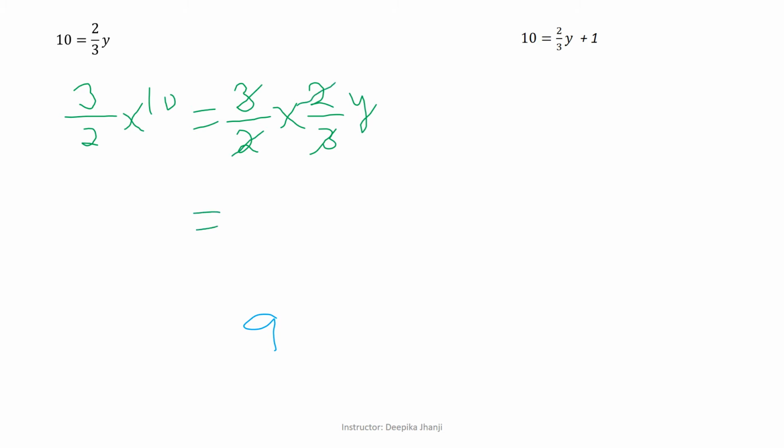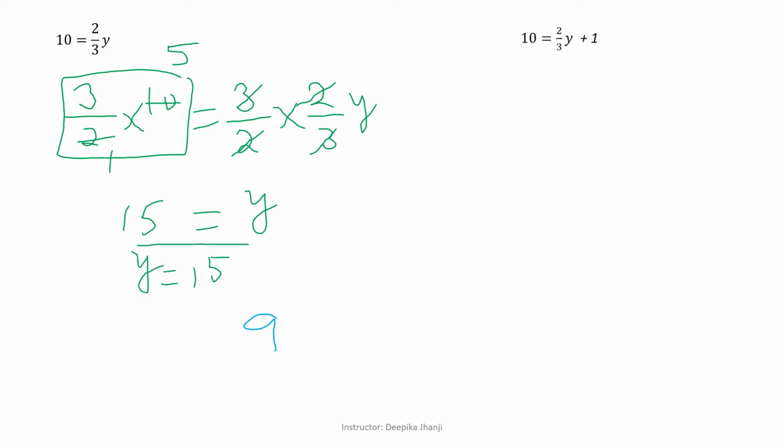So we get y here on the right hand side. On the left hand side, when you multiply the fractions, you reduce them to lowest terms. So 2 times 1 is 2, 2 times 5 is 10. 3 times 5 gives you 15. So y is equal to 15. That is the solution of your equation.